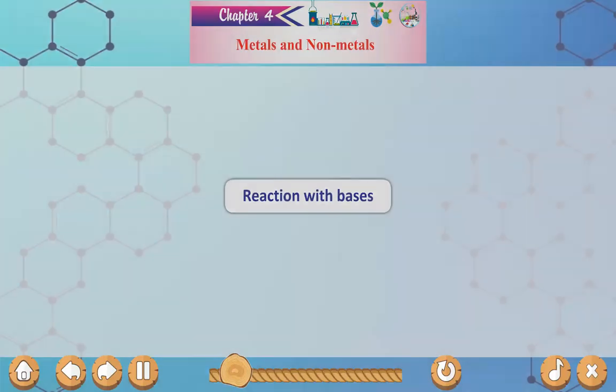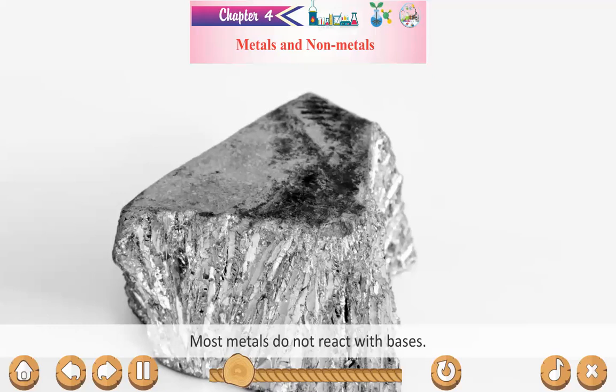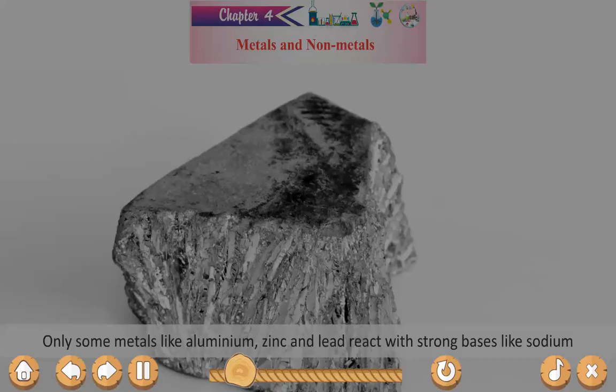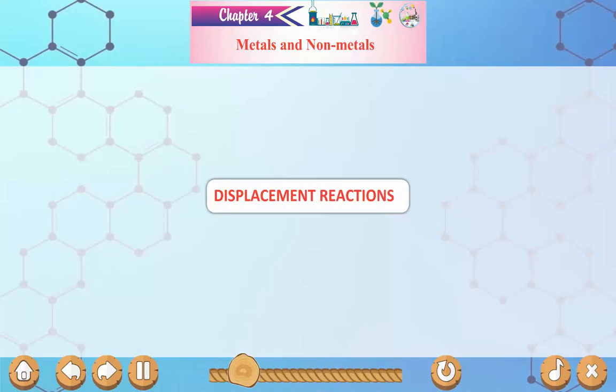Reaction with bases. Let us observe the reaction of metals with bases, to be demonstrated by the teacher. Most metals do not react with bases. Only some metals like aluminium, zinc and lead react with strong bases like sodium hydroxide to produce hydrogen gas. Reactions of non-metals with bases are complex. Displacement reactions.